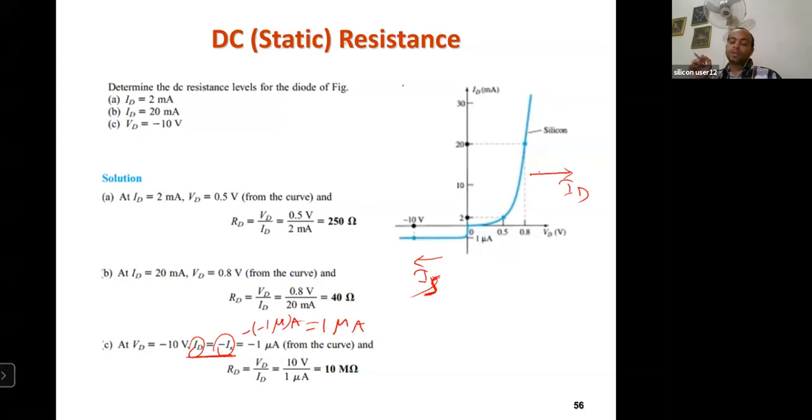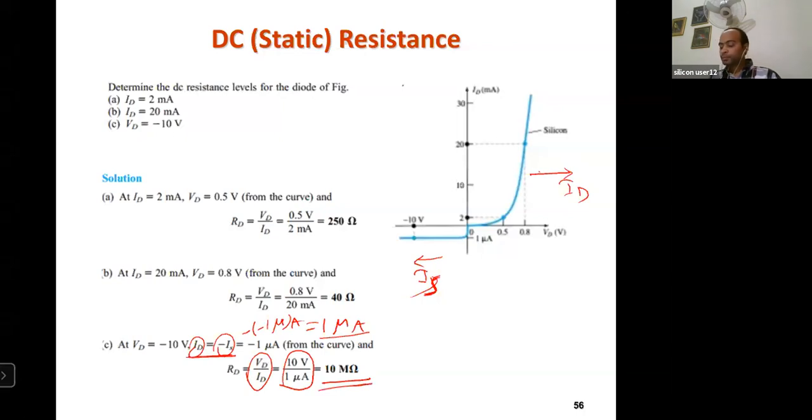Okay, so the reverse saturation current is flowing in the opposite direction to the main current. So in the main direction, if you want to find out how much current is flowing, that is equal to minus of minus 1 microampere, or 1 microampere. So RD is calculated as VD by ID, that is 10 volt by 1 microampere, which is equal to 10 mega ohm.